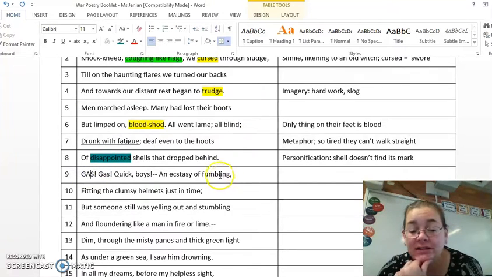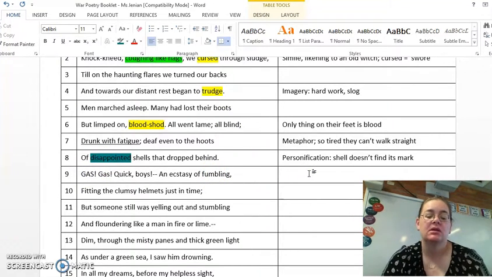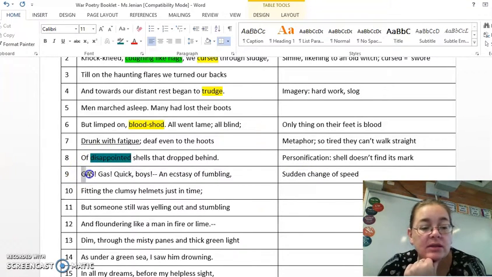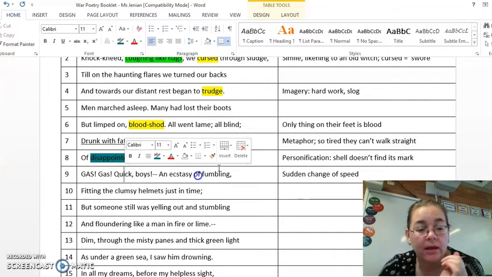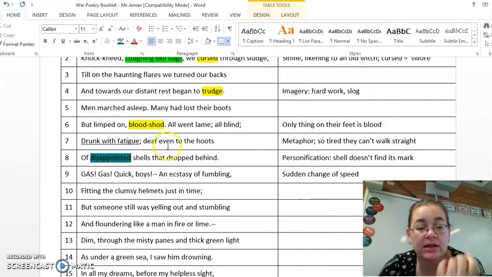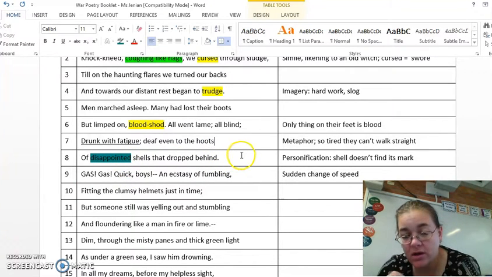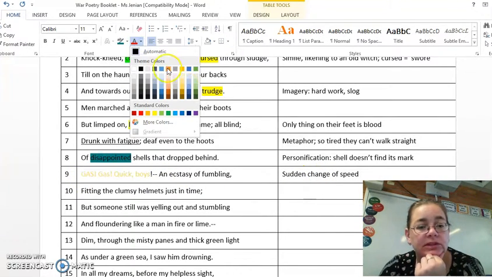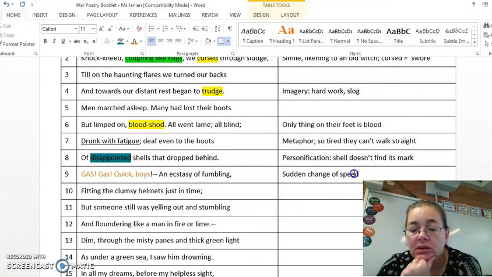Suddenly, massive change of speed. And we get this, with capital letters, exclamation mark, short, short, short. So you've got the lines that go before it, deaf even to the hoots of disappointed shells that drop behind, nice long line. Now you've got short, short, short, short. Gas, gas, quick boys, and ecstasy of fumbling. So a huge change of speed. Let's give that an orange. Sudden change of speed.